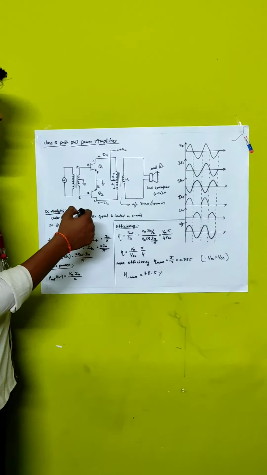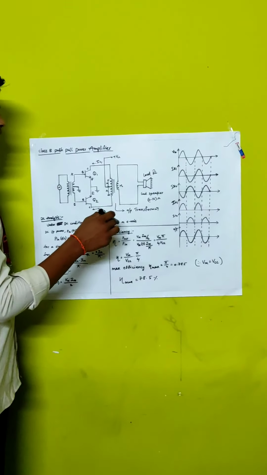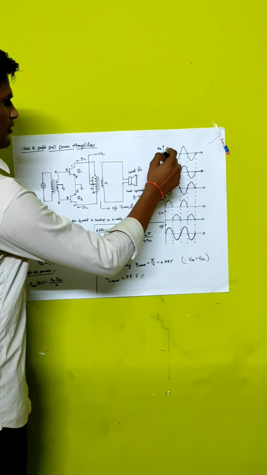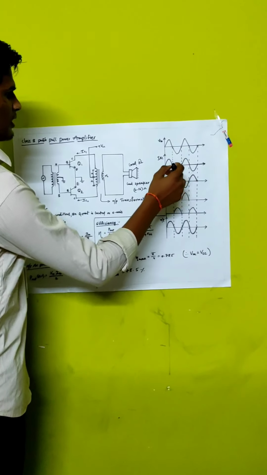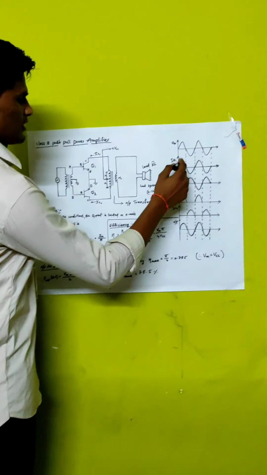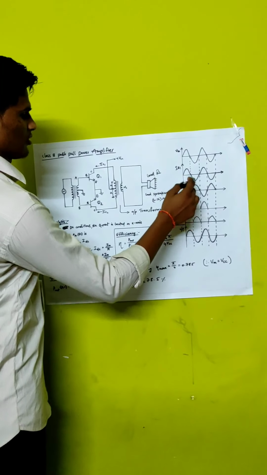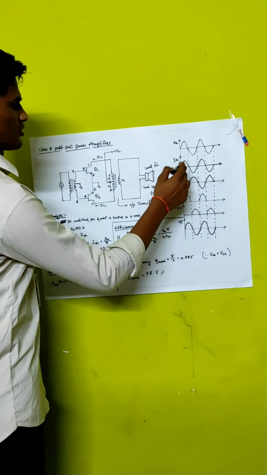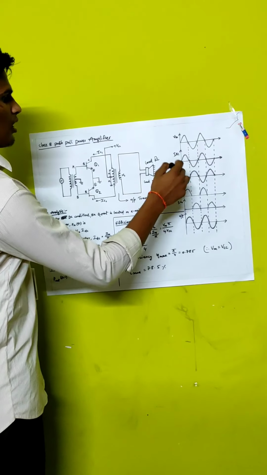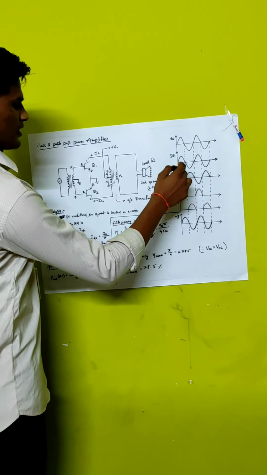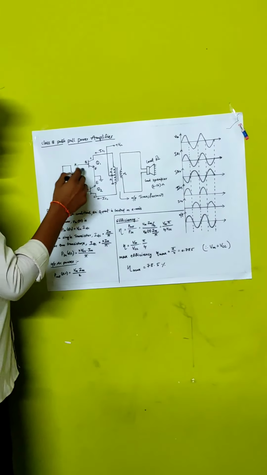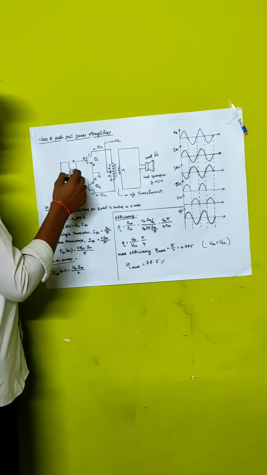Now we talk about the operation of the class B push-pull power amplifier. Here the input signal V input is a sinusoidal signal, and this is IB1, which is also a sinusoidal signal, and this is IB2. These two are also input signals. These two signals are 180 degrees out of phase due to the center tapping in the input transformer secondary winding.